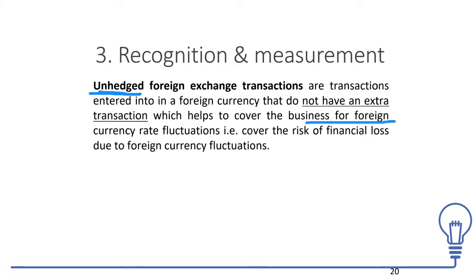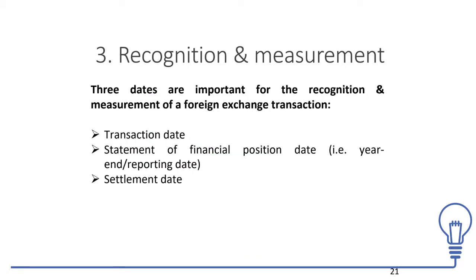So an unhedged item is an item with no protection against foreign currency risk or foreign currency fluctuations. Fluctuations means changes. So it has no coverage, no protection against any sort of foreign currency changes or risks. Okay, so that's what an unhedged item is.